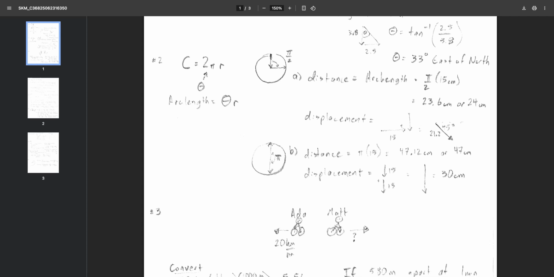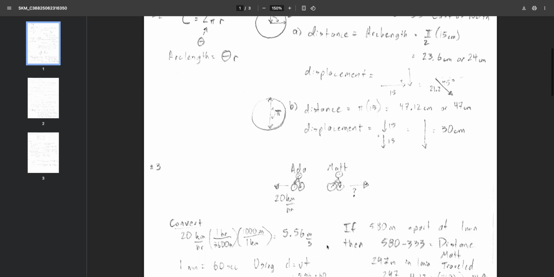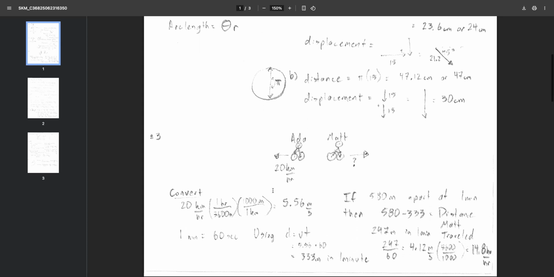Ada is riding at 20 kilometers an hour. Determine the speed at which Matt rides. So here's Ada, there's Matt. They're riding in opposite directions, 20 kilometers an hour. Please get used to doing this: convert everything to meters per second. It's just going to make your life easier.